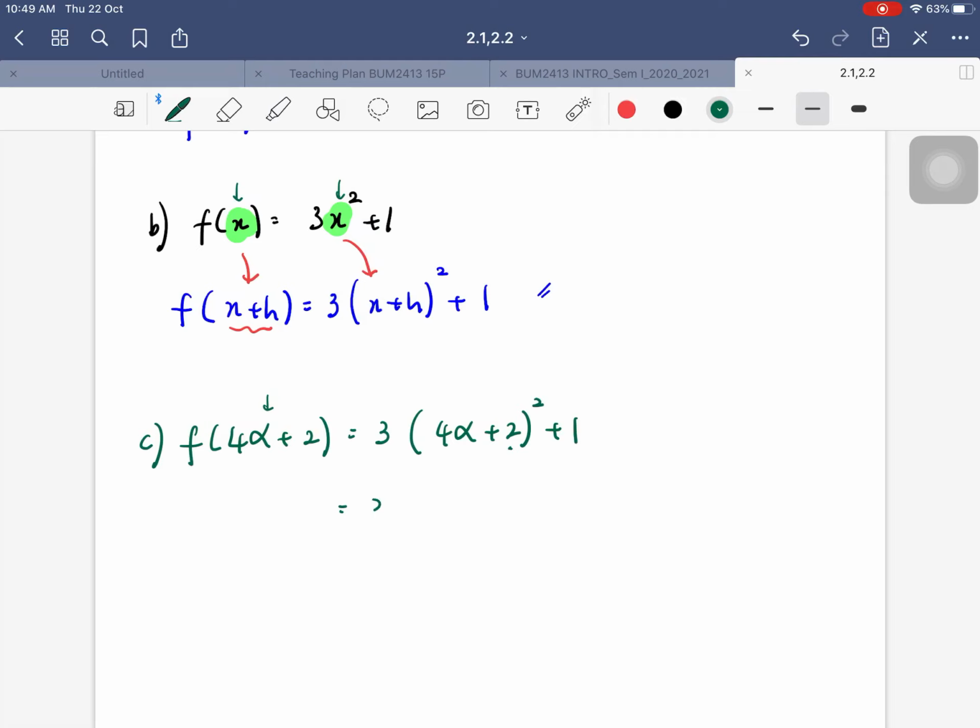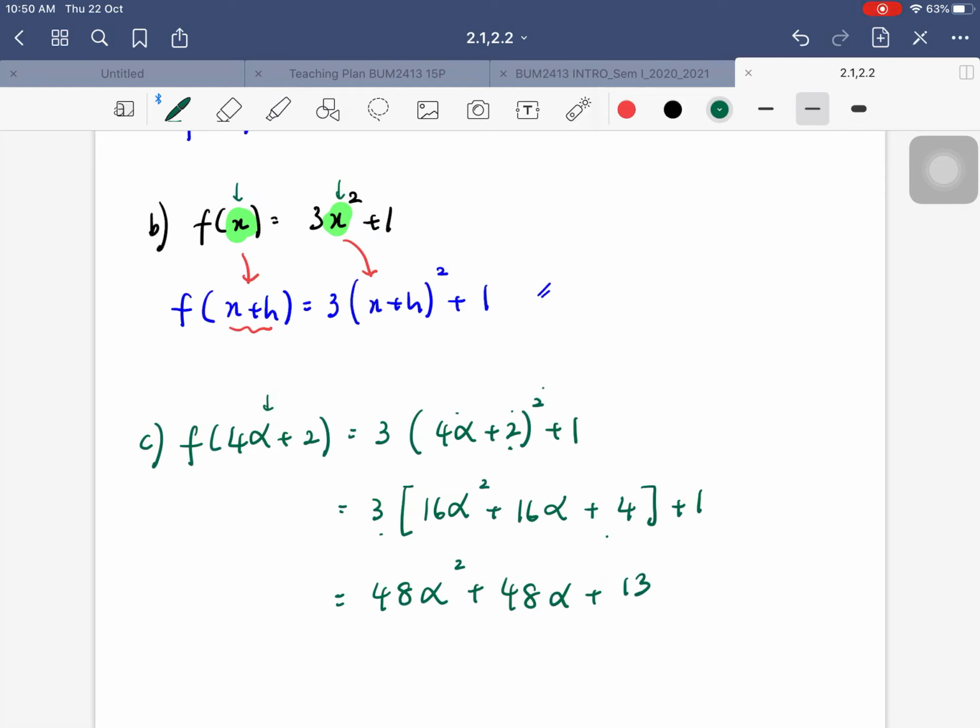So I have to expand, and this is going to be 3. So I'm going to have 4 squared, which is going to be 16 alpha squared, plus 2 multiplied by 2 multiplied by this. So 4 multiplied by 4, that is 16 of alpha, plus 2 squared, which is going to be a 4, and plus 1. Now let's simplify this. I'm going to end up with 16 multiplied by 3, so that will be a 48 of alpha squared. Again, 16 multiplied by 3 of alpha, so that is going to be 48 of alpha, plus, so this 2 squared is going to be 12, plus 1. That is going to be a 13. So that is going to be the outcome.